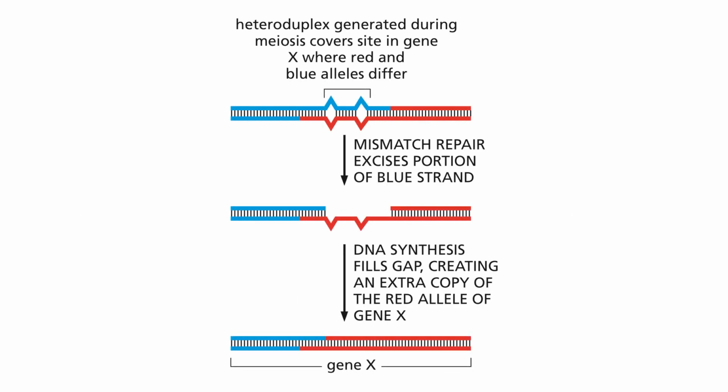So the heteroduplex generated during meiosis covers a site in gene X, where red and blue alleles differ. The mismatch repair system cuts the portion of the blue strand, and DNA synthesis fills the gap, creating an extra copy of the red allele of gene X.